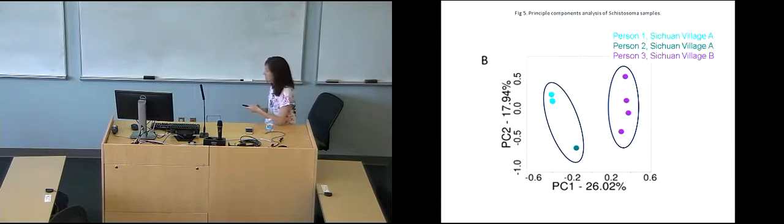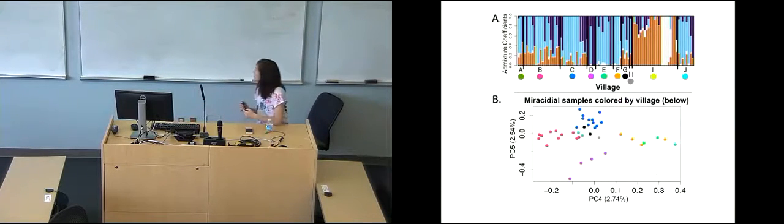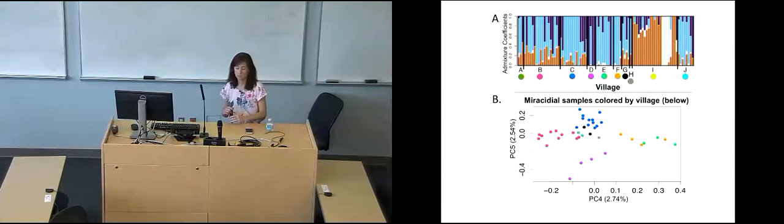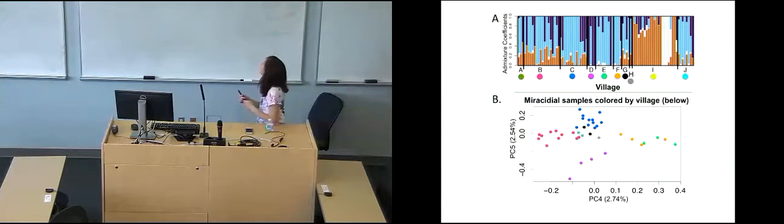So if you look at the first principal component here, it readily sorts people by village, sorts miracidia by village. So these miracidia are village B, and these are village A. If you look at the second principal component, it's sorting miracidia by people. So there's some sort of population structuring here. We looked at a larger sample of 88, first using an analysis package called Structure, which subdivides the population into an optimal number of populations and assigns each miracidium to a probable source population.